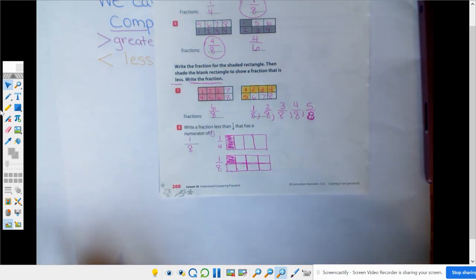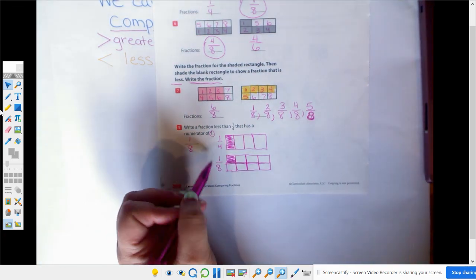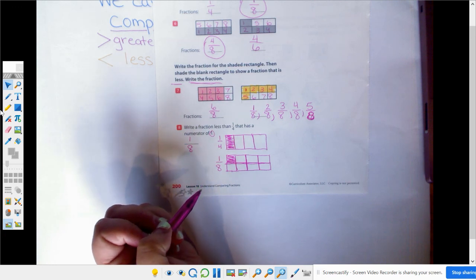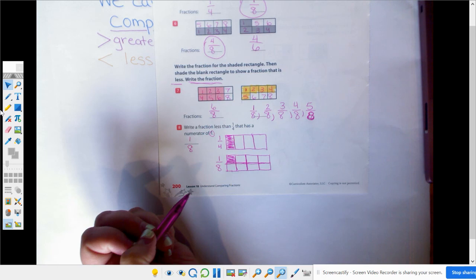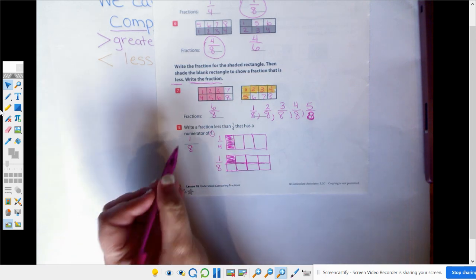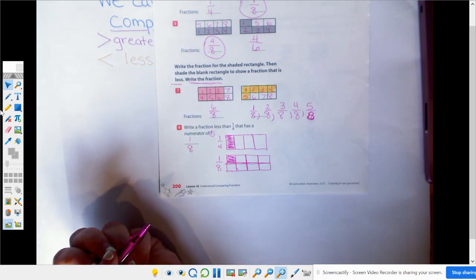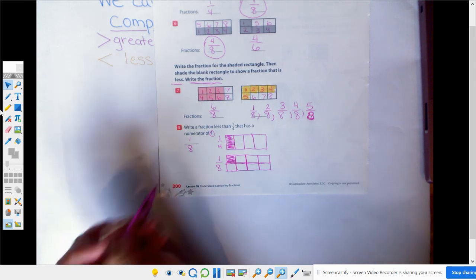There are other correct answers to this. There are lots of correct answers for this. So if you have something other than 1/8, I'm going to ask you to share in the comment section on your Google Classroom what you got for number 8. And then that way we can see all together what all the different correct answer choices are, because there are a ton that you could have got besides 1/8.